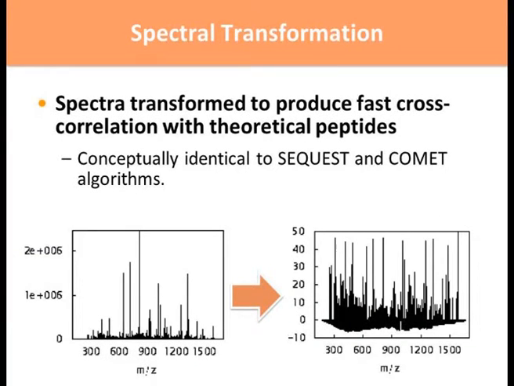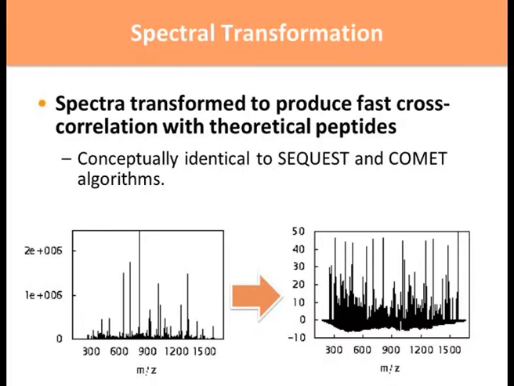The actual scoring algorithm inside Kojak is the same scoring algorithm used in Sequest and Comet. As you know, I'm also a developer in Comet, and so I'm somewhat biased to this scoring algorithm. It happens to be very fast and efficient, and it's survived 20 years of research and development, and still is one of the best algorithms out there.